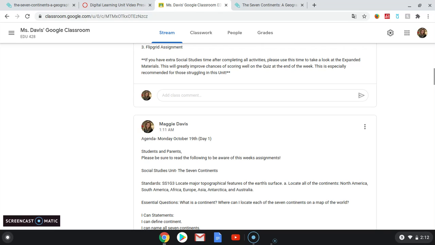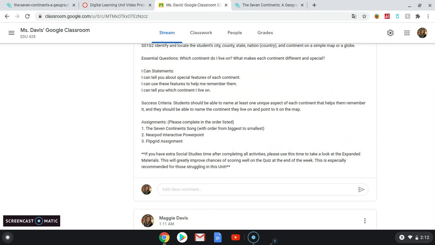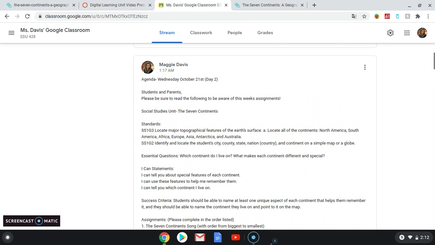I will begin with the standards for my unit. I did a first grade social studies standard, locating major features on the Earth's surface, locating all continents: North America, South America, Africa, Europe, Asia, Antarctica, and Australia. That was the first day.